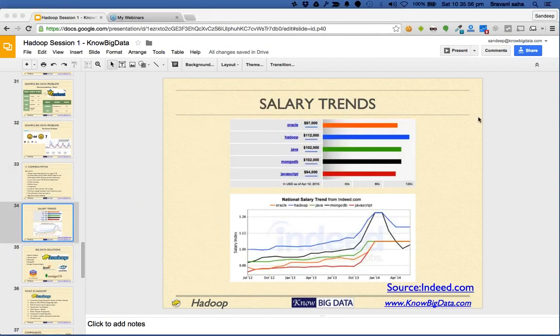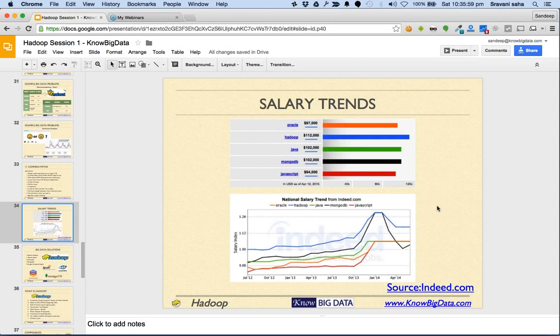This is a quick slide on salary trends. It seems that Hadoop still has the highest salary amongst all the technologies available as of today.